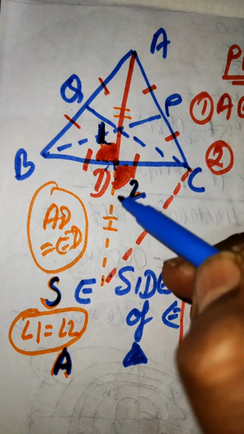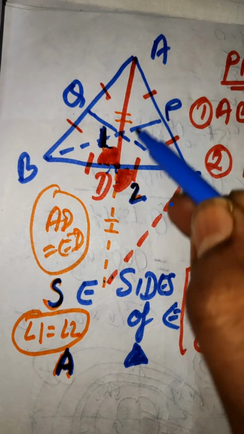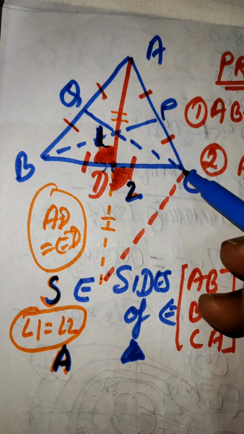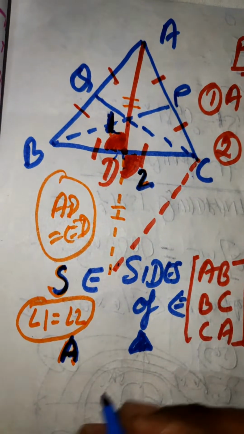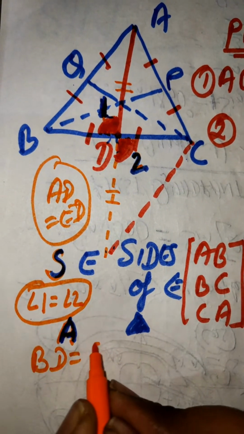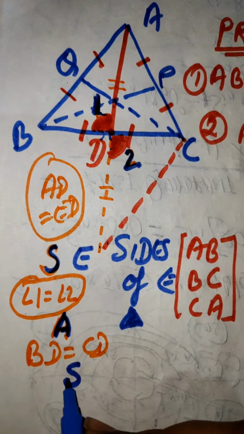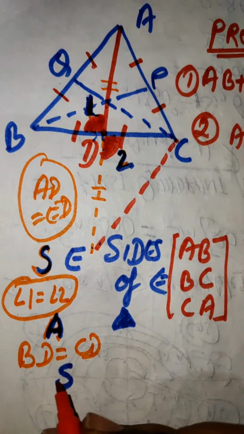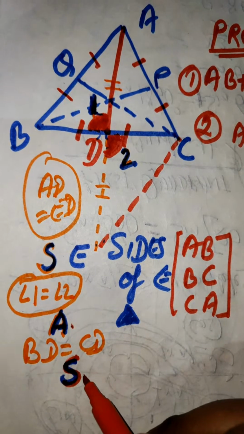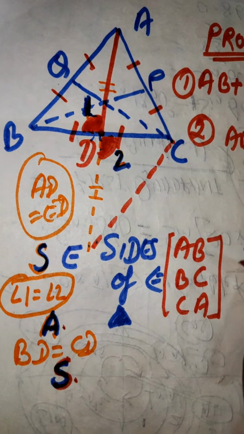And one side is equal, one angle is equal, and this is the third side, BD equals CD. Because AD is the median, it divides BC equally. That's why BD equals CD. So I am writing over here BD equals CD. So this is our third side, isn't it? This is our third side. So by side angle side, these two triangles are congruent, isn't it?